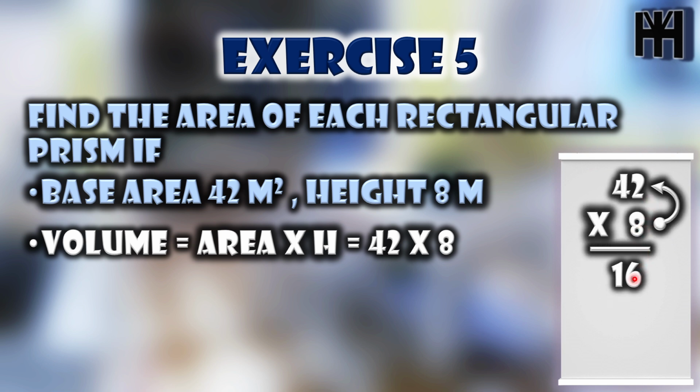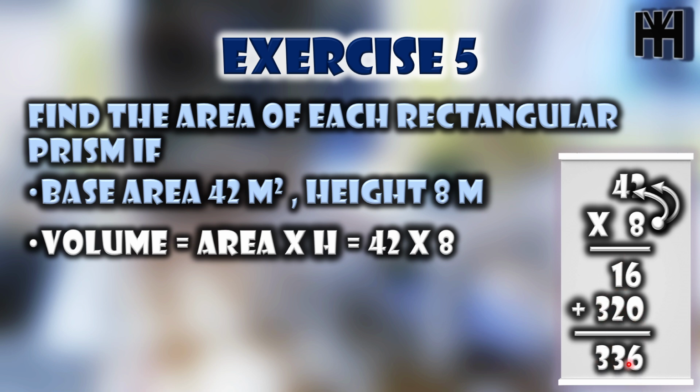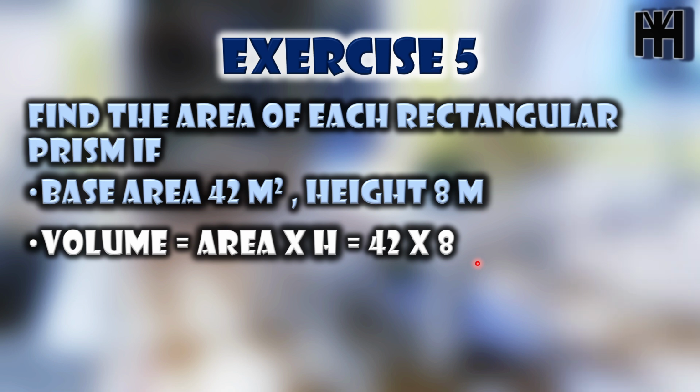So 8 times 2, it's 16. And 8 times 40. Okay. It's 320 because 8 times 4 is 32, but 8 times 40 is 320. Let's add them. 6 plus 0 is 6, 1 plus 2 is 3, 3 plus nothing is 3, so it's 336, so the answer will be 336 meter cube.